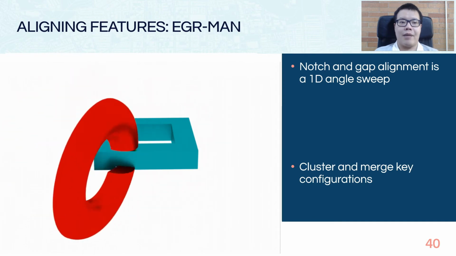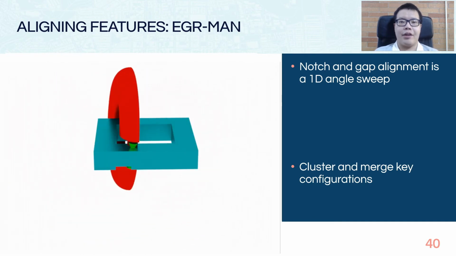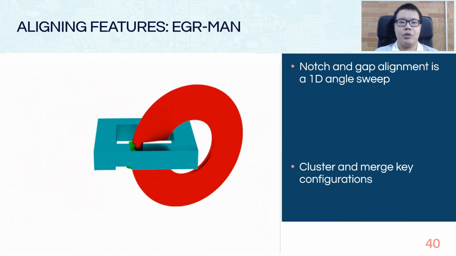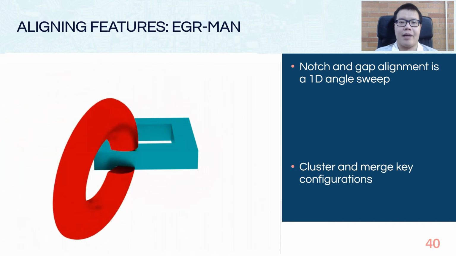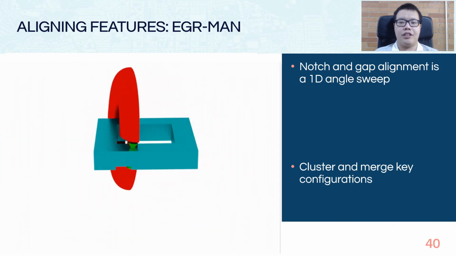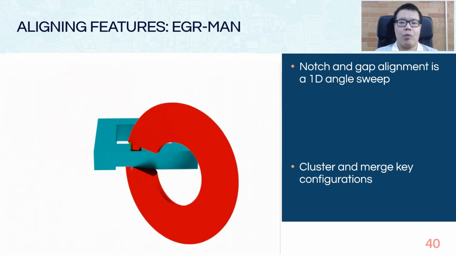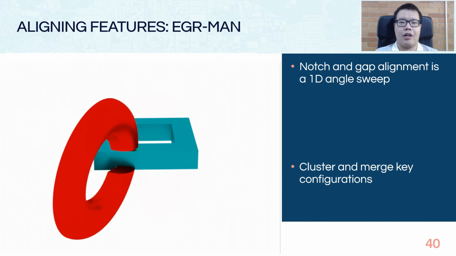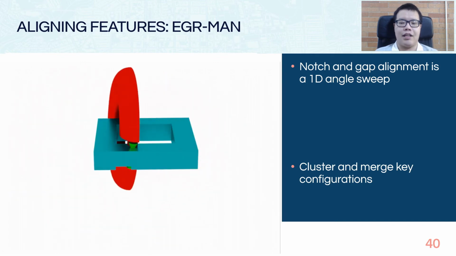The second type of key configuration is generated by matching a Euclidean to geodesic ratio feature to a medial axis notch feature, or more intuitively, a gap against a notch. We align the gap and the notch, which leaves us 1 degree of freedom. We can apply a 1D angle sweep to enumerate all the rotations, get all the collision-free configurations, and at last, cluster and merge key configurations.